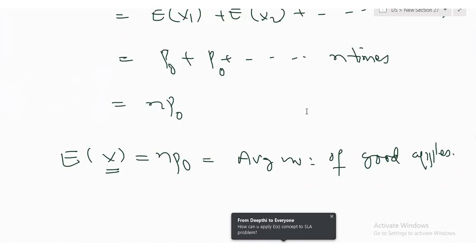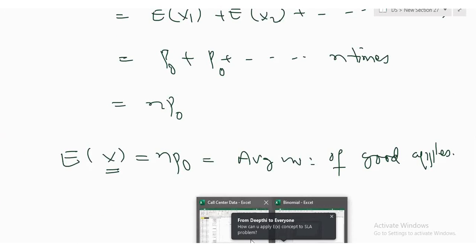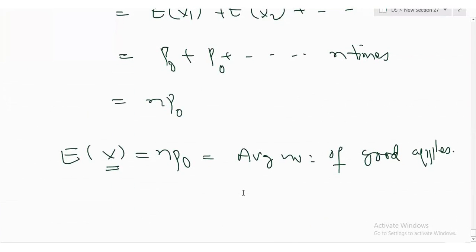How can you apply the E of X concept to an SLA problem? What is the SLA problem? How many days are there? X is what?